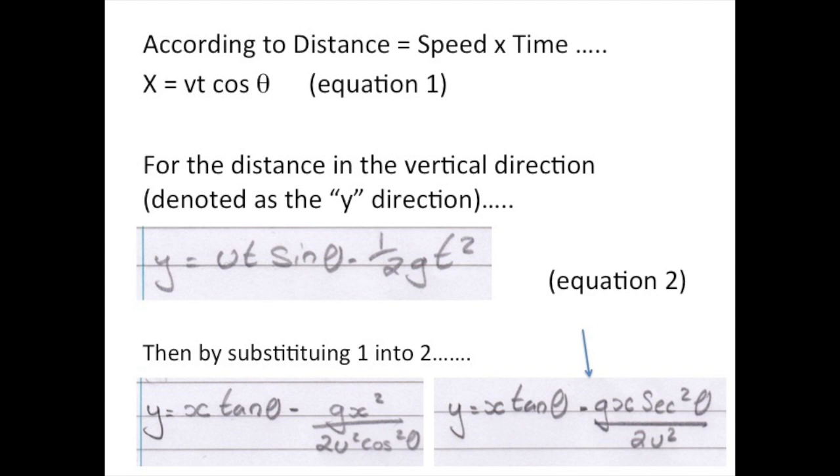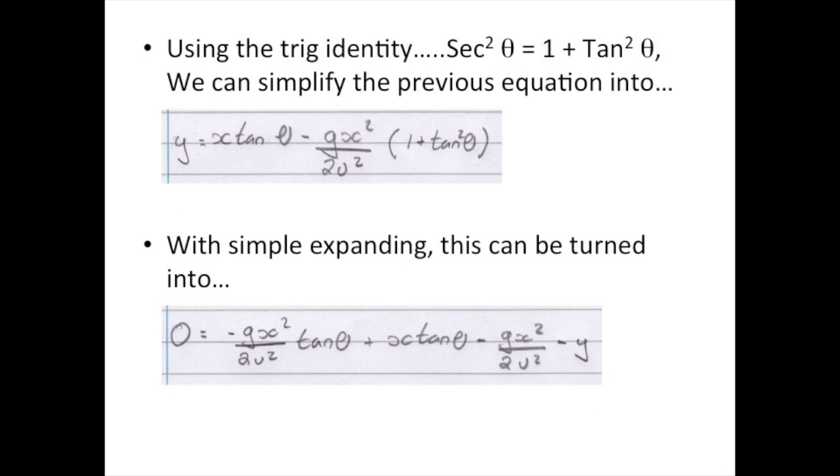Then let's substitute equation 1 into equation 2, and you will get y equals x tan theta minus gx squared over 2u squared cos squared theta, which simplifies down to y equals x tan theta minus gx squared sec squared theta over 2u squared. Now, using the trig identity sec squared theta equals 1 plus tan squared theta, we can simplify the previous equation into y equals x tan theta minus gx squared over 2u squared times 1 plus tan squared theta.